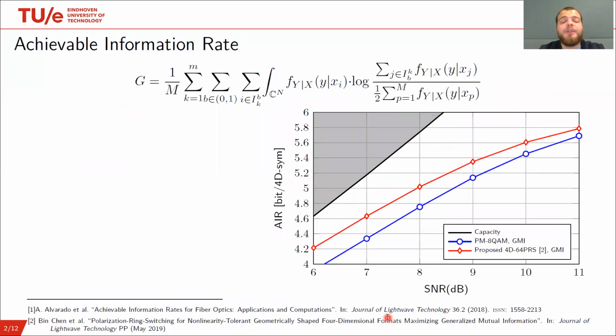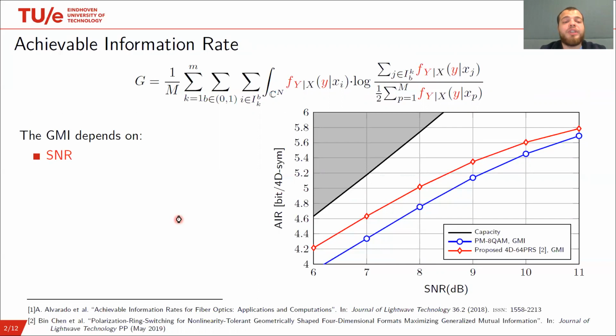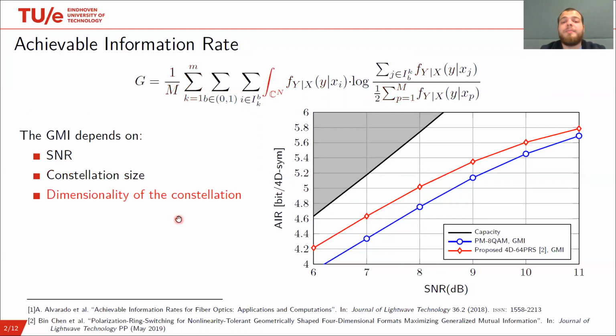The performance metric we use to determine the performance of a constellation is the achievable information rate. The achievable information rate represents the amount of bits a symbol can represent for safe transmission. We are specifically looking at the generalized mutual information, the GMI. The GMI is the achievable information rate for bit-interleaved coded modulation systems. The GMI itself depends on several factors: the signal-to-noise ratio, the constellation size, the dimensionality of the constellation, the position of the constellation points, and the binary labeling.